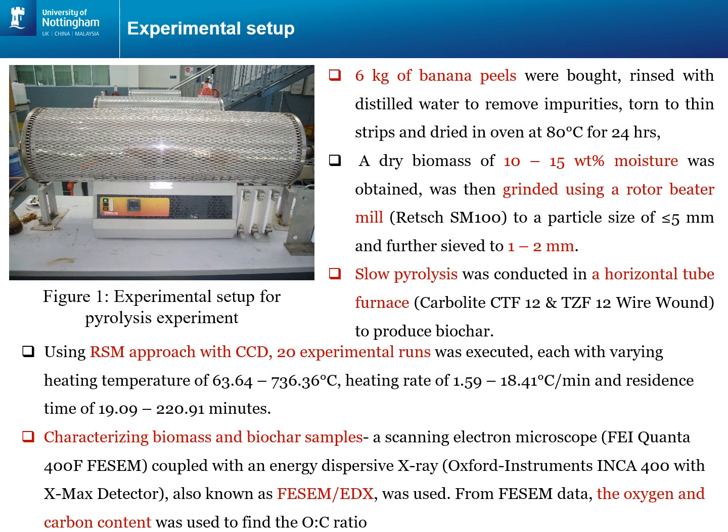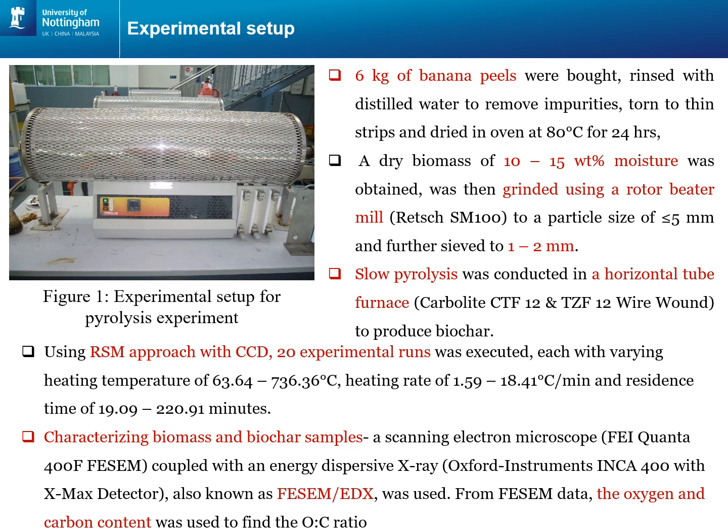How is this biochar produced? Biochar is produced by making use of banana peels and rinsing them with distilled water, which is torn into thin strips and then dried in an oven, followed by it being ground in a rotor beater mill to make it into a fine particle of size of 1 to 2 millimeters. These fine particles are then subjected to slow pyrolysis process using a horizontal tube furnace, which can finally get us biochar.